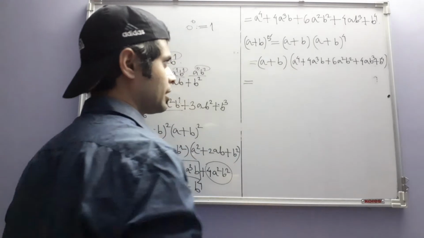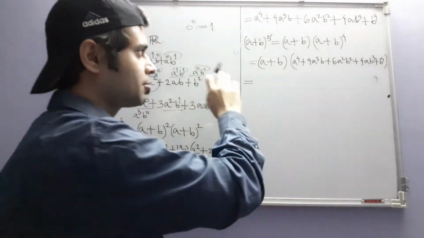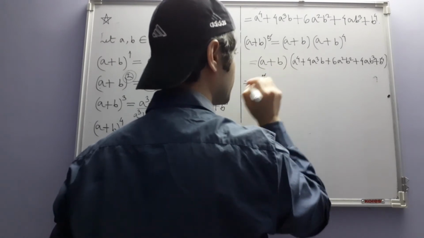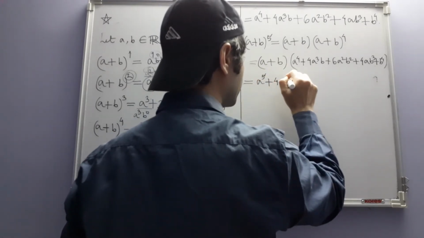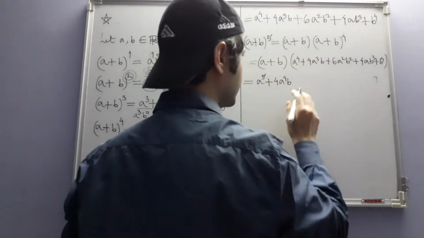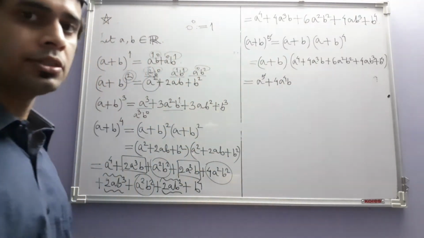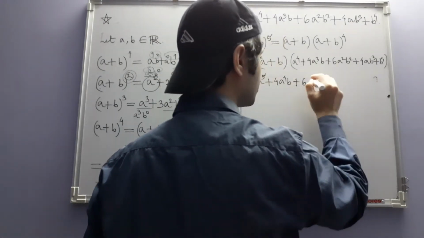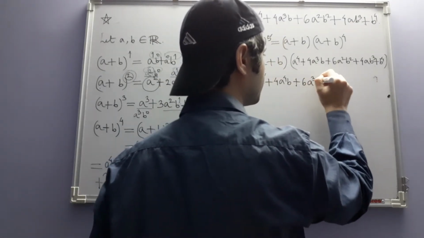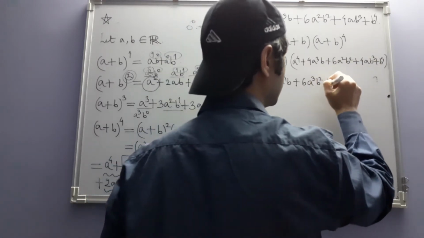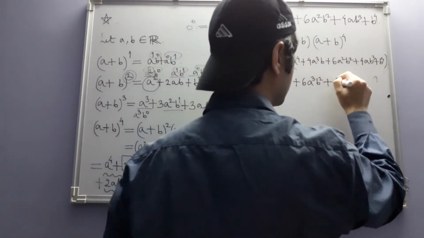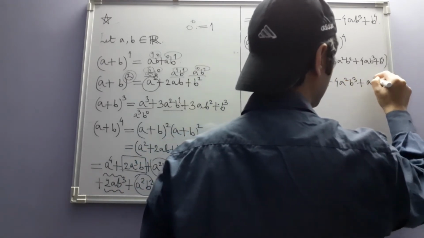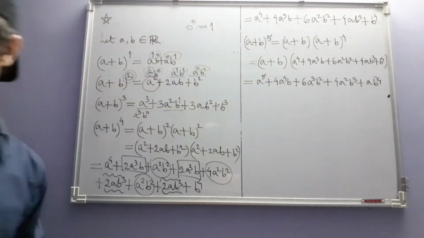Now I calculate the product. First I multiply by A. So I have A to the power 5 plus 4A to the power 4. The exponents of A will just increase by 1 since I am multiplying by A, that's all. Plus 6, we have A square B square, it will be A cube B square, plus 4 A square B cube plus A B to the power 4.